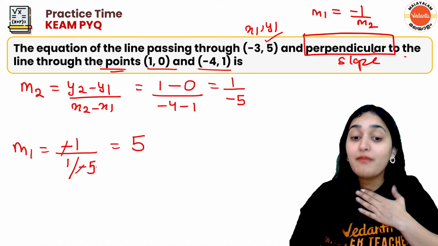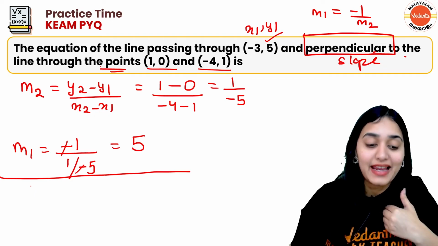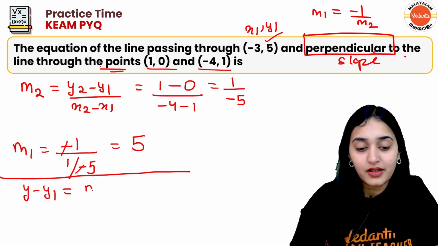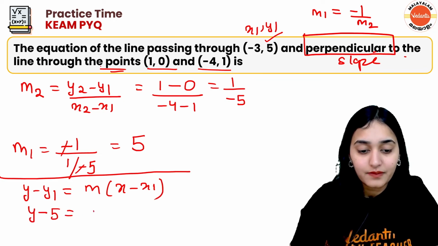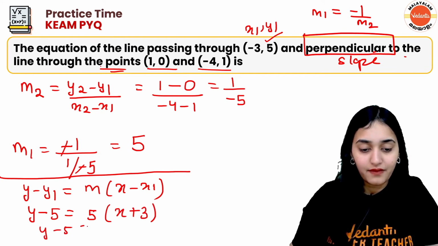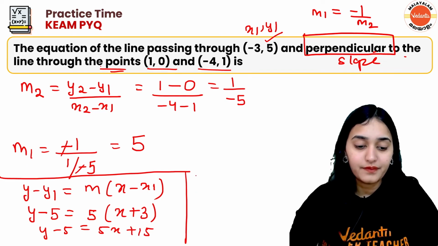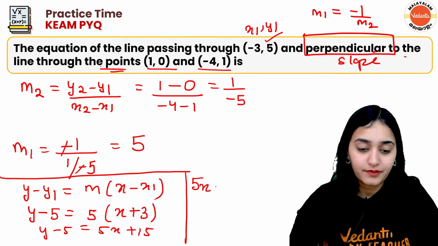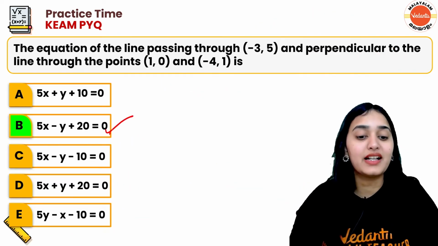Now, what is the equation of the line formula? The equation of my line will be y minus y1 is equal to m into x minus x1. So y minus 5 is 5 into x plus 3. Y minus 5 is 5x plus 15. So we have 5x minus y plus 20 is equal to 0. This is my answer. 5x minus y plus 20 equals 0.